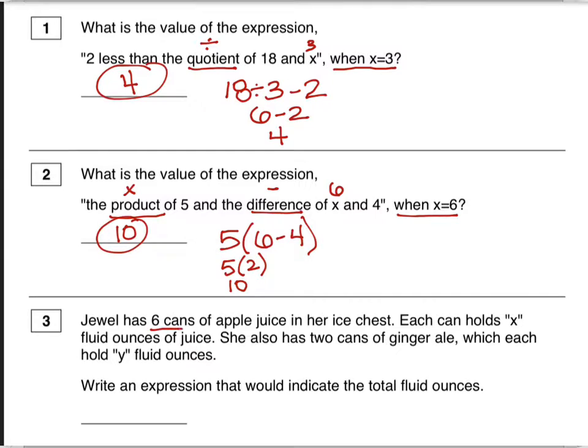So 6 cans, which each hold X. So that the apple juice is 6x. All right, then I'm going to look at the 2 cans of ginger ale, which is Y. So plus 2y. So I've got my apple juice plus my ginger ale equals the total fluid ounces. So that is how we write the expression for this problem.